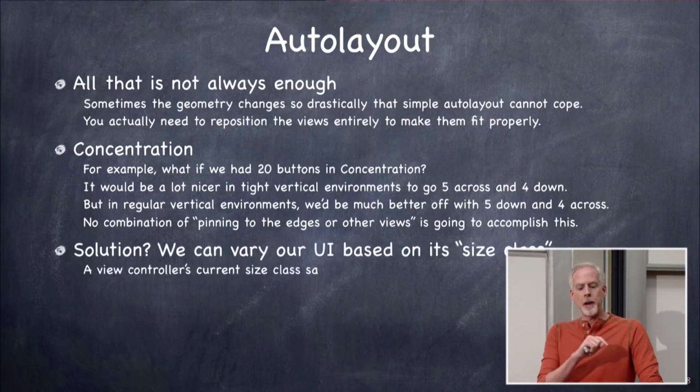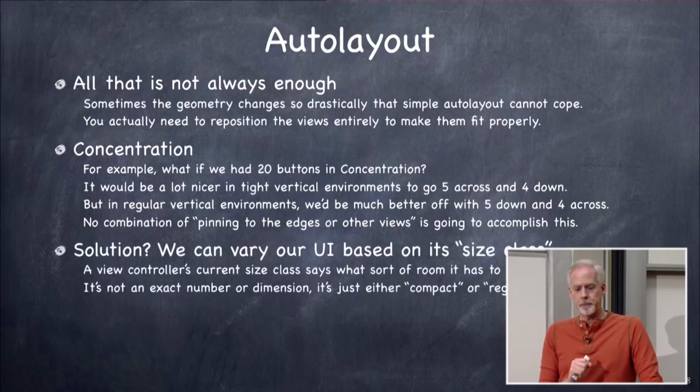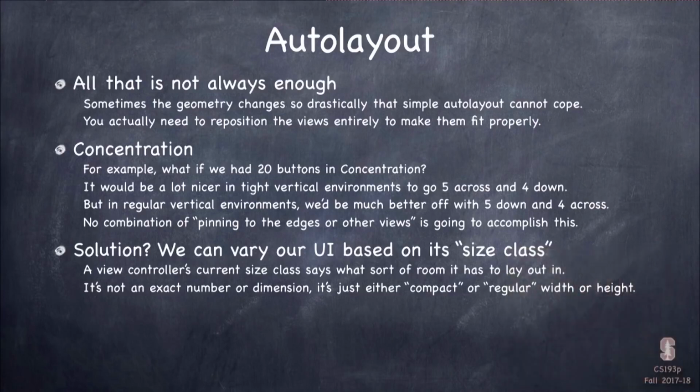So what's the solution to that? Size classes. Now, Apple made, I think, a great decision that when you rotate to landscape versus portrait, instead of reporting to you, here are your new dimensions, figure it out, they just simplified it down to 2 and only 2 values for your horizontal and vertical size. Okay? You are either compact or regular size in width and height. And that's it.